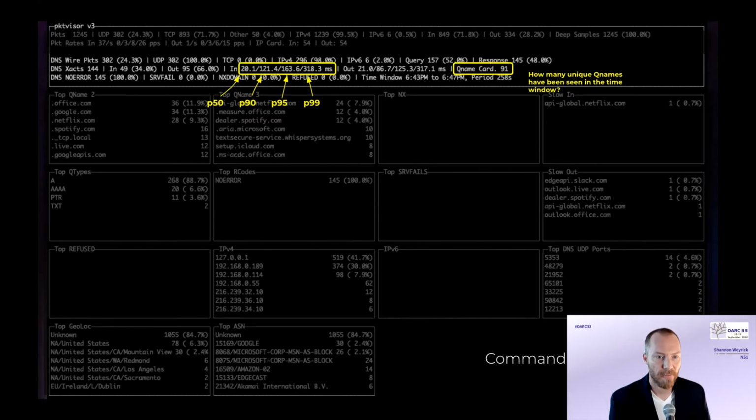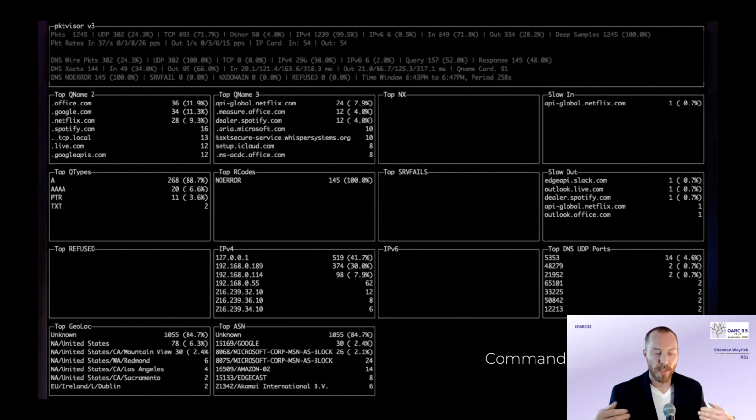Below that, we just have counters for the RCODEs that are coming out. And again, here's the time window. So as an operator, I'm seeing exactly the information that's been summarized from 6:43 to 6:47 here, and exactly how long the period is. And then finally, at the bottom, we see the heavy hitters, the top N, right?